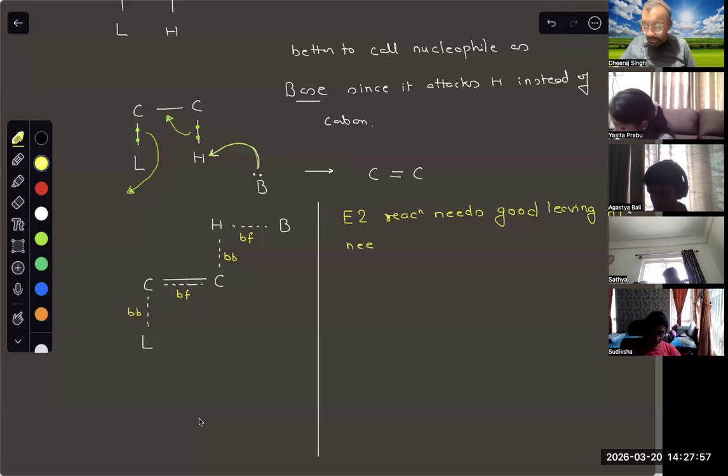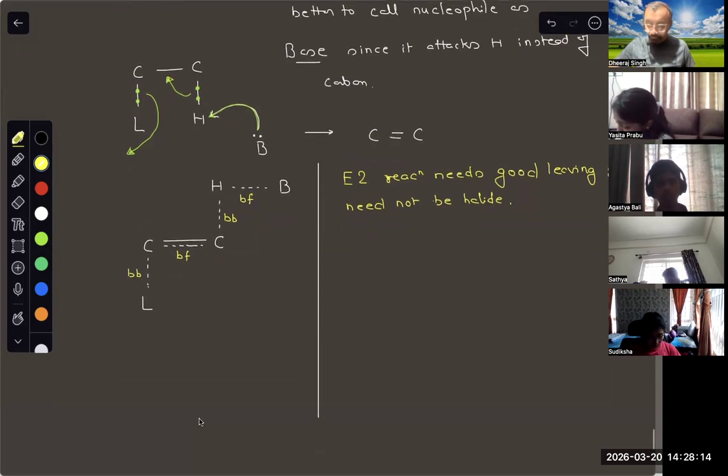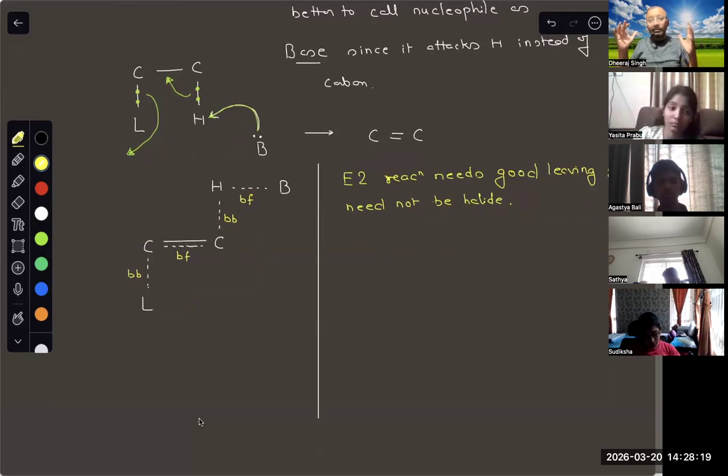It need not be a halide, but typically it is a halide, because halides are good leaving groups. Br minus, such a big size bromine, iodine, they are big in size. So the negative charge will spread in the entire volume and it becomes stable. That's why it is a good leaving group.